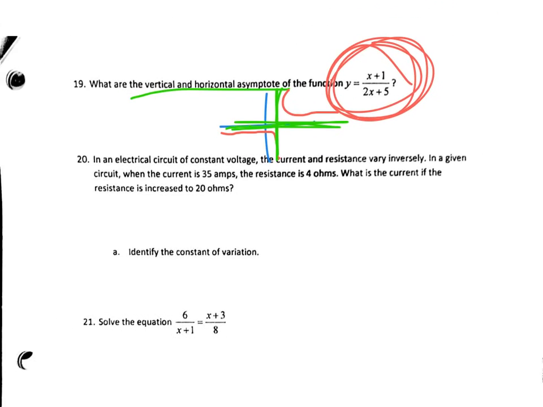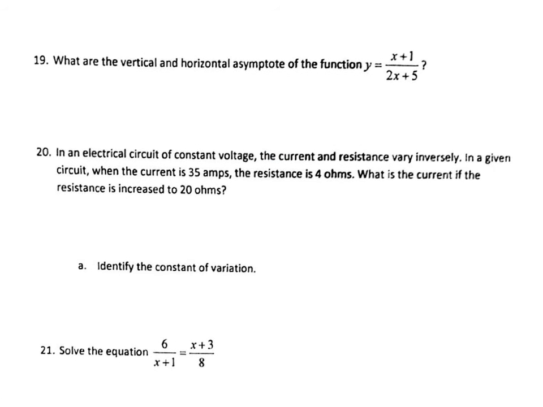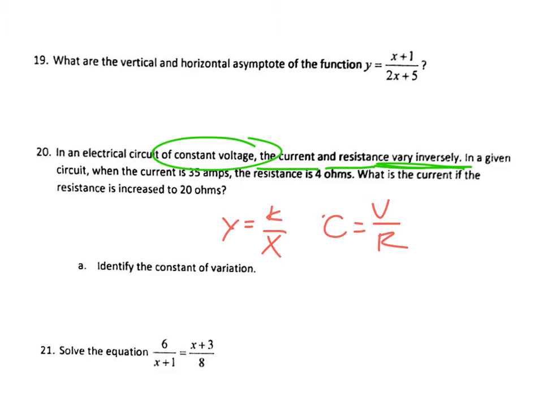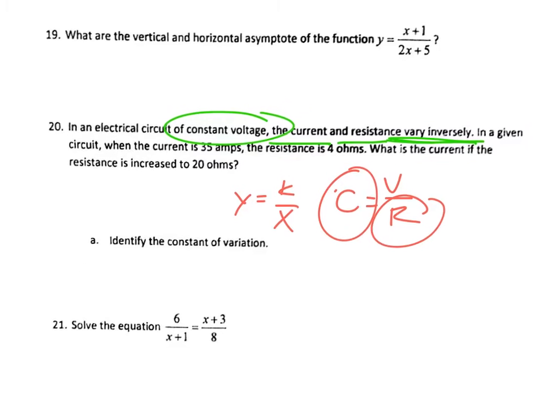The next one, the keywords here are varies inversely. If you remember your inverse variation equation, we know it's y equals k over x. But instead of y varying inversely as x, we have current and resistance varying inversely with our constant of voltage. So the equation you'll need for that one would be current equals voltage over resistance, because current varies inversely with resistance. So look at what you can plug in there to get your answer.